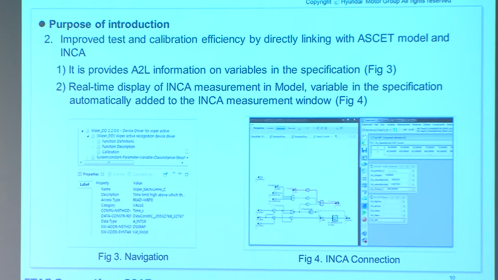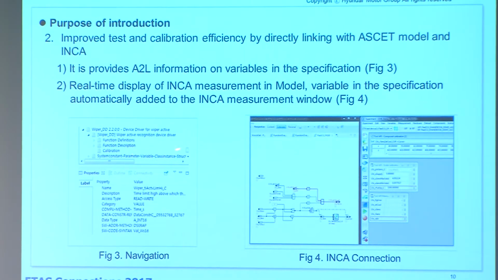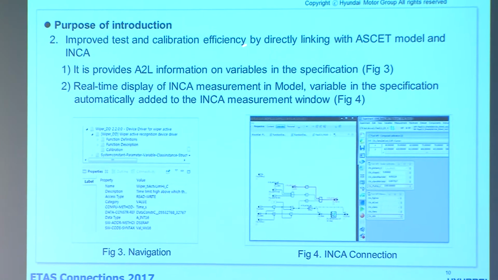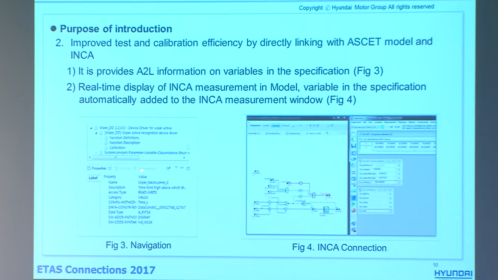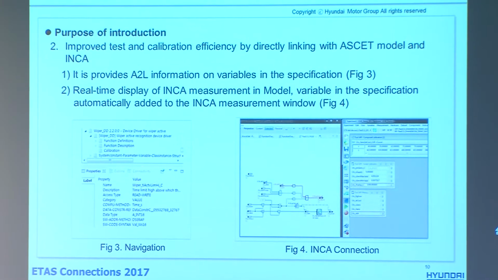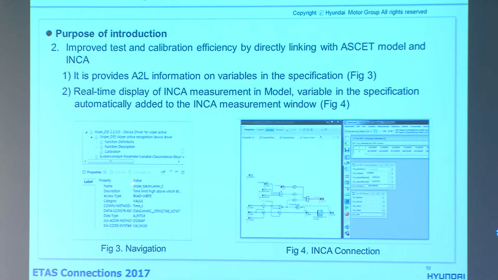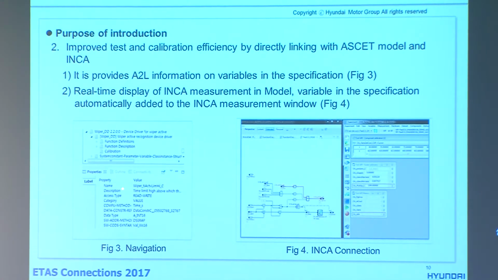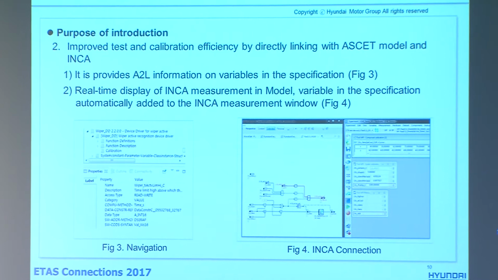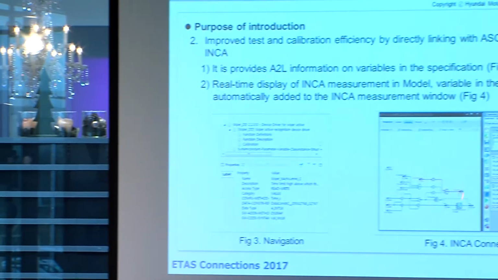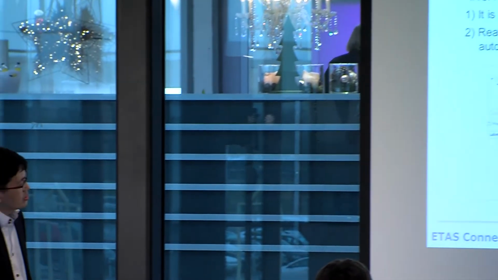And if you click the variable on the e-handbook, you can see the information of the variable. For example, about this variable for wiper, you can see the description, formula type, and the data type, etc. And next, you can add this variable directly to the INCA experiment.